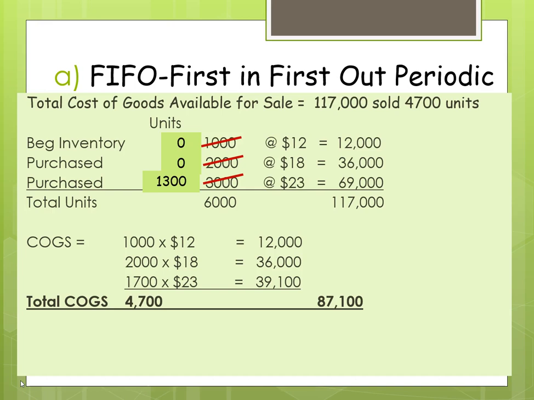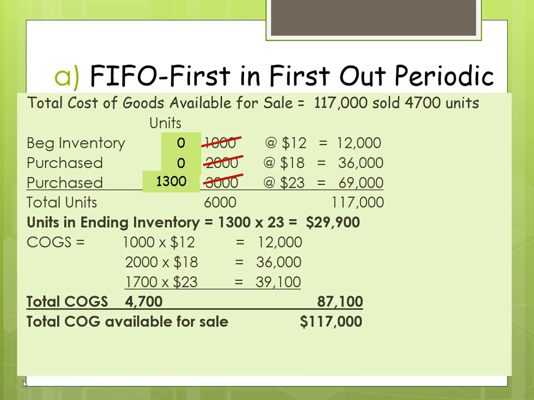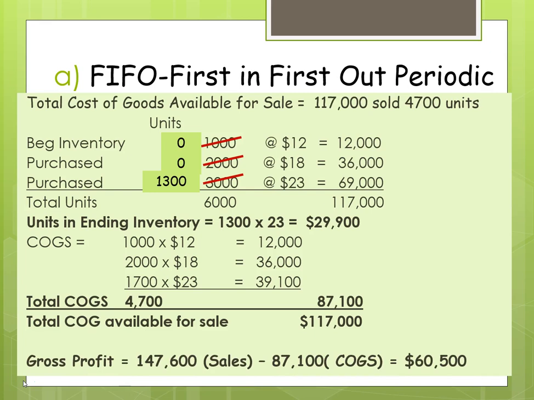Now, if prices are rising, when you use FIFO, you're going to get the lowest cost of goods sold because what's going to be left in ending inventory is your most recent purchases. So, ending inventory is going to be 1,300 times $23. Again, when we add those two up, we get our 117, which is what we need to do. And now we can do our gross profit, which is our sales minus our cost of goods sold, which in this case gives us profits of $60,500.